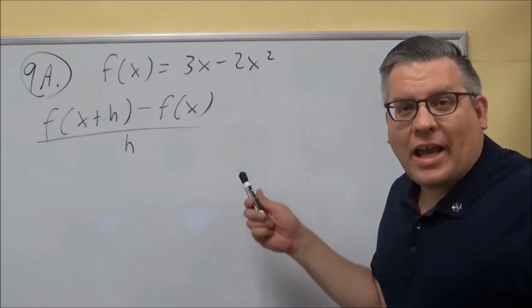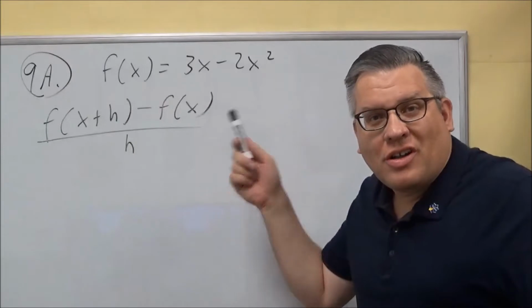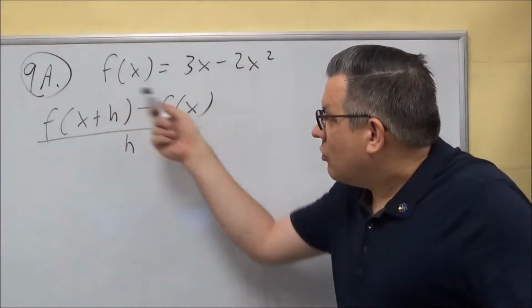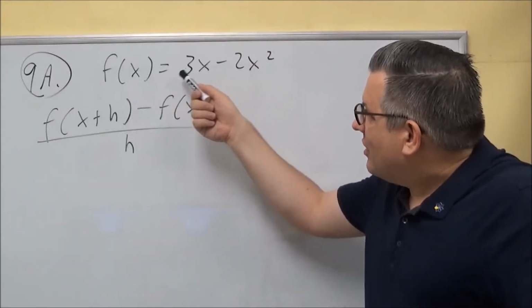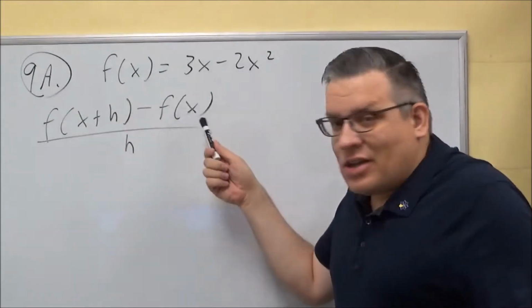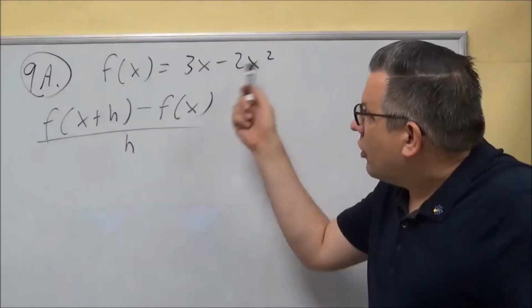Okay, for number 9a, it's going to be a problem where you have to work with the difference quotient. Now the difference quotient formula will be provided on the test, and it's this one right here. The function that we're going to work with is 3x minus 2x squared. What we need to do is fill in both these pieces of the formula with our function.